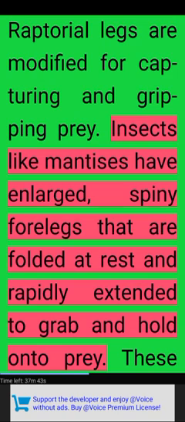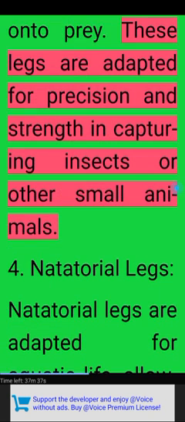Insects like mantises have enlarged, spiny forelegs that are folded at rest and rapidly extended to grab and hold onto prey. These legs are adapted for precision and strength in capturing insects or other small animals.